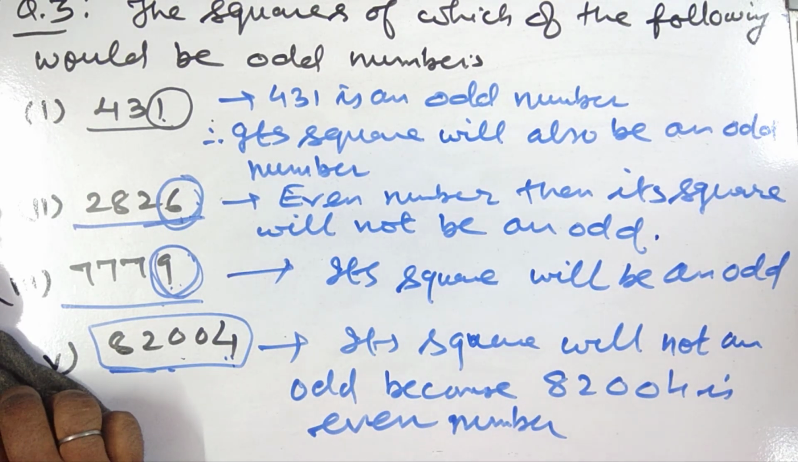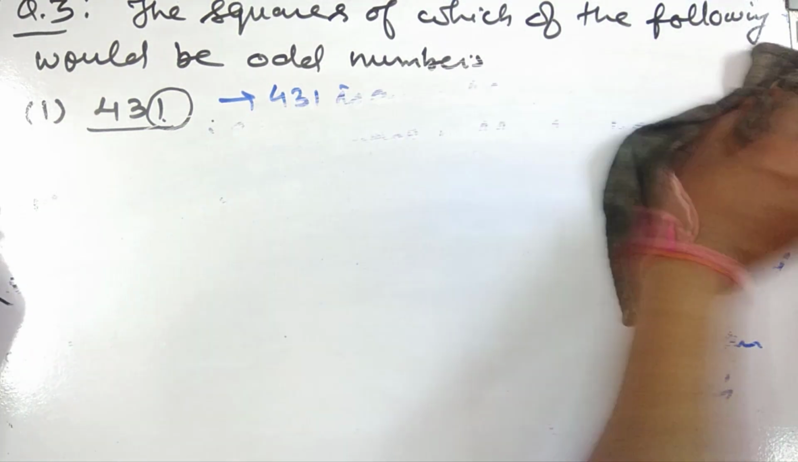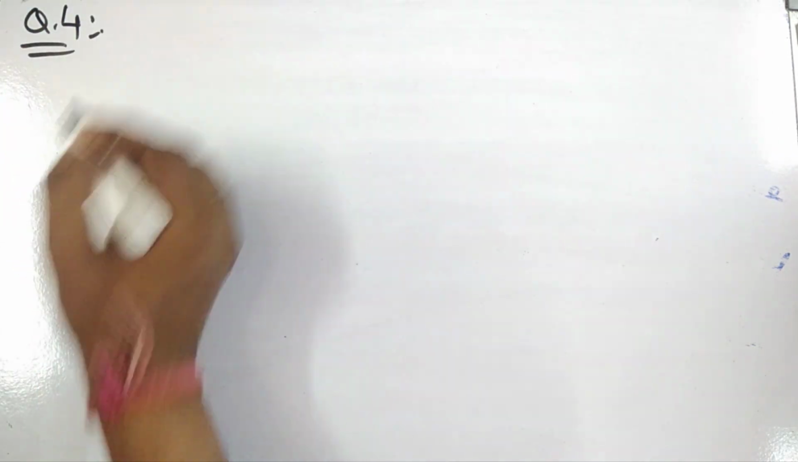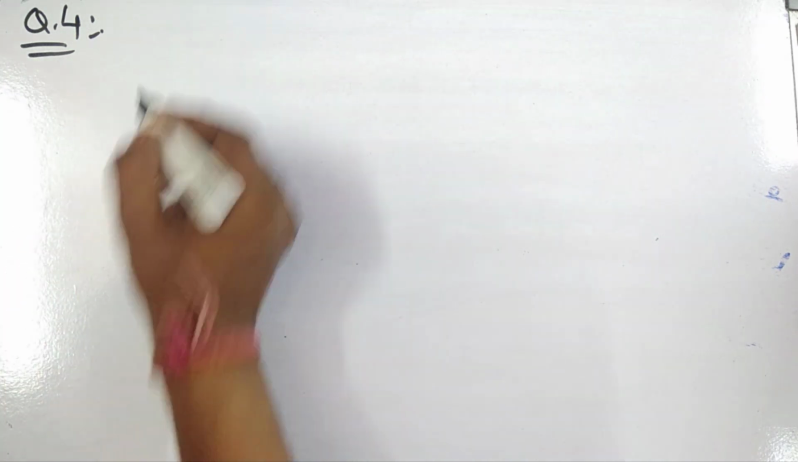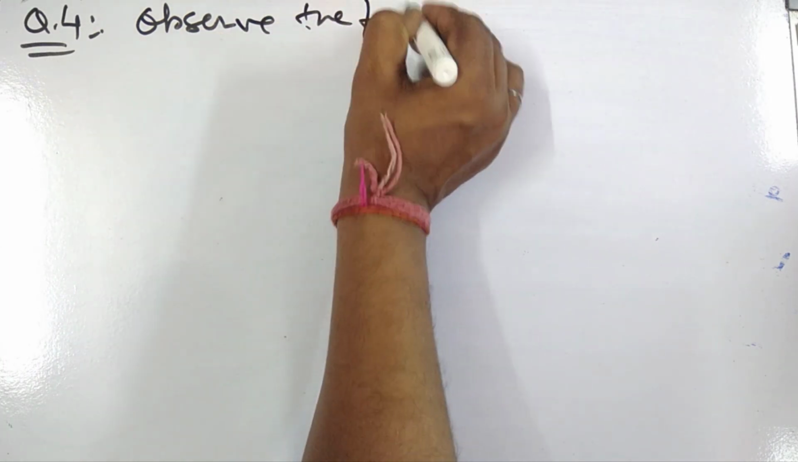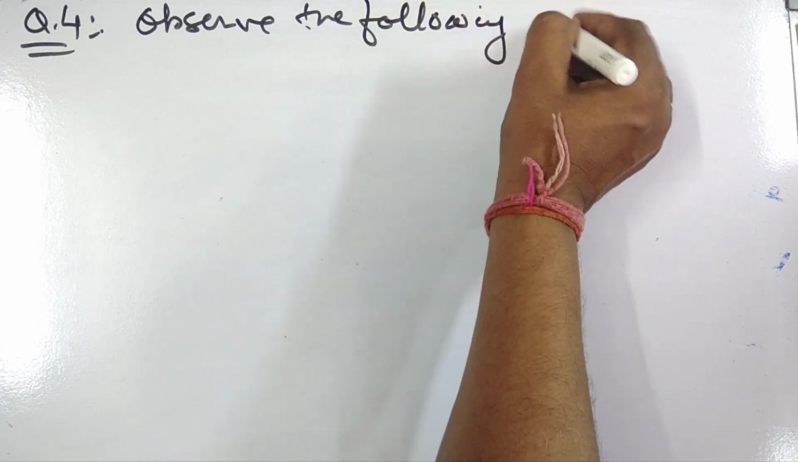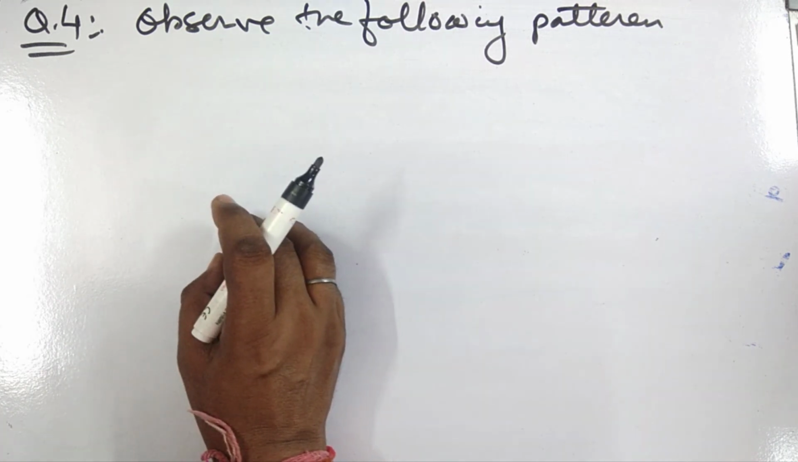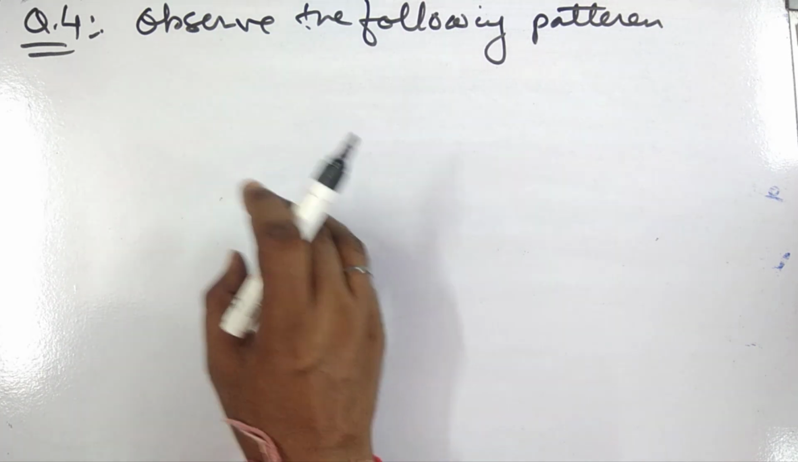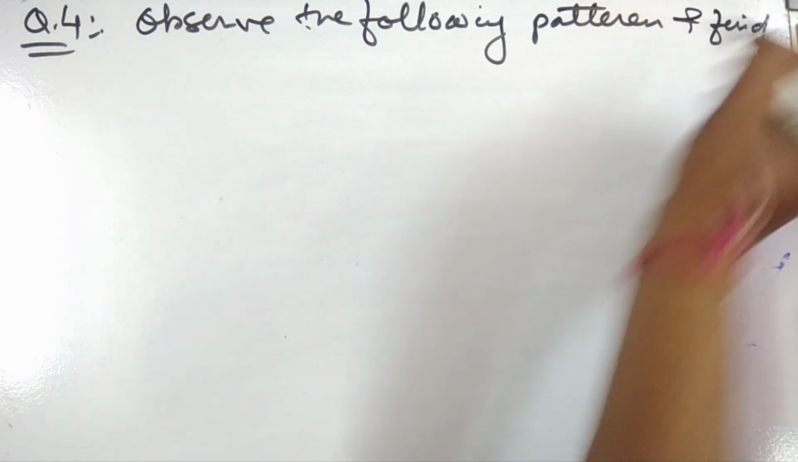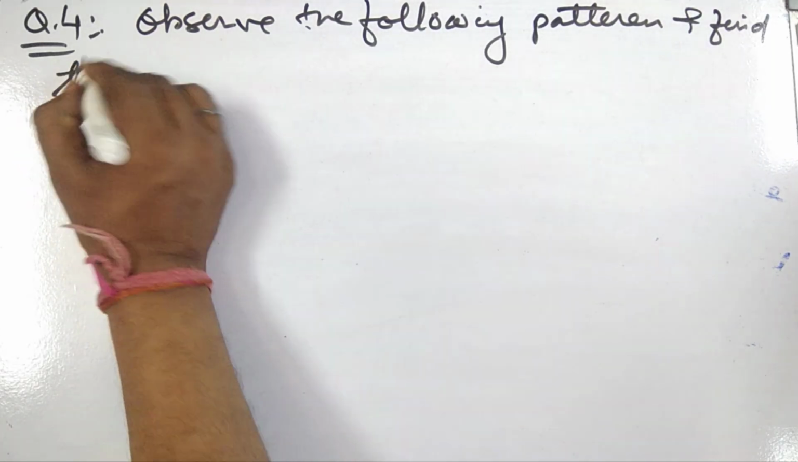So next, question number fourth one, students. Question number 4. Observe the following pattern and find the missing number.